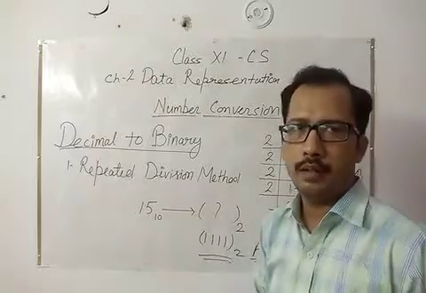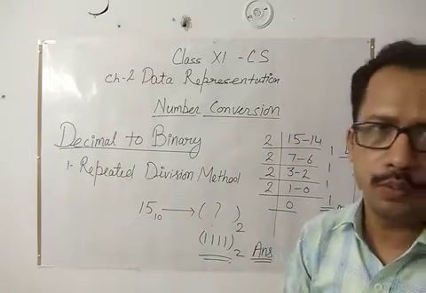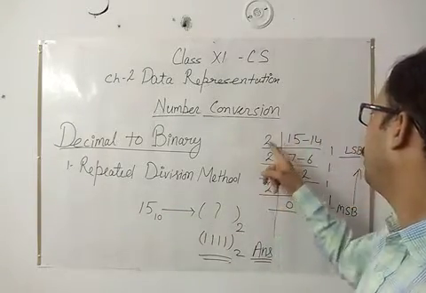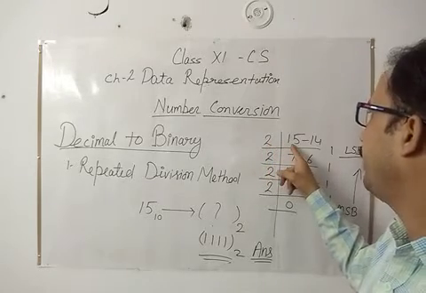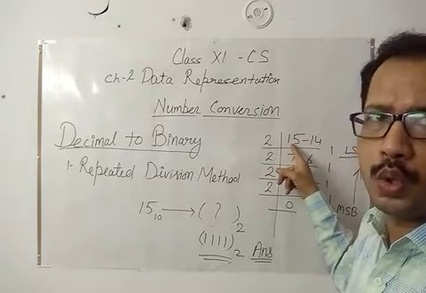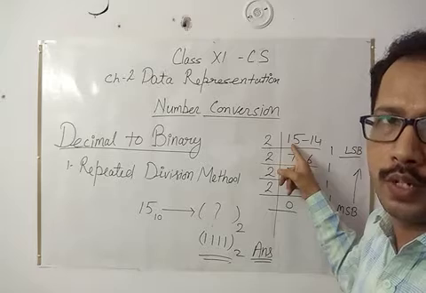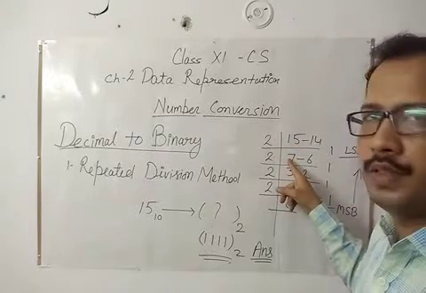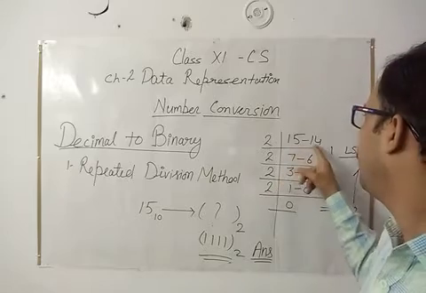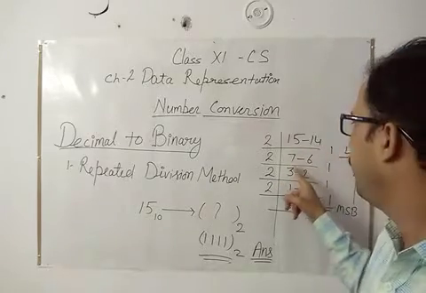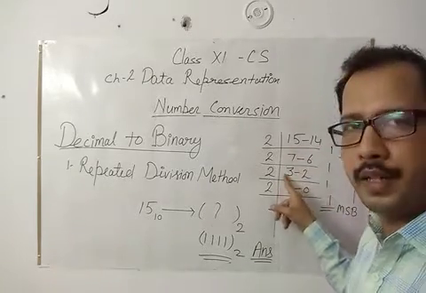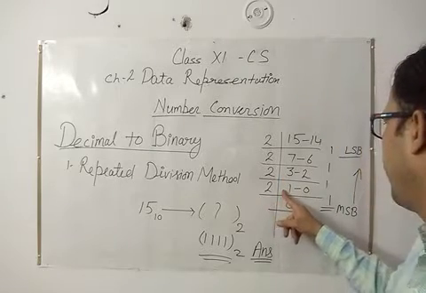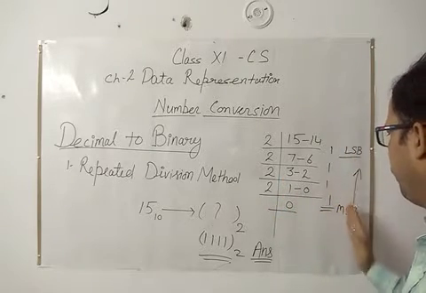It is a very easy method. Simply divide the number by 2. You must remember the table of 2. Again 15: when we divide 15, 2 sevens are 14, which is just less than 15. 15 minus 14, 1 is the remainder. Again we divide 7, again we divide 3, again we divide 1. Then we are getting 1 1 1 1.